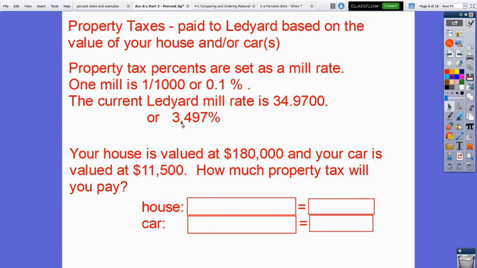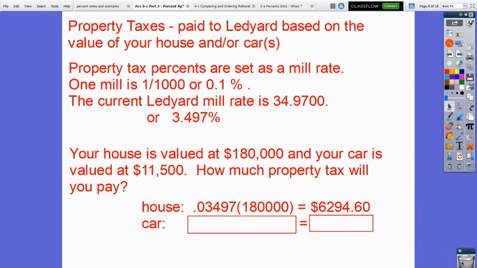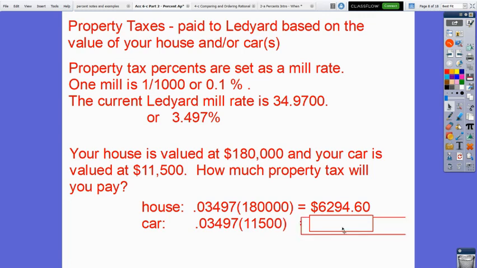So 3.497 as a decimal, 0.03497 times $180,000, and your house or your real estate taxes for the year are $6,294.60, so $6,300 roughly. And if your car was worth $11,500, then 0.03497 times 11,500, and you pay about $400 to the town for your car.